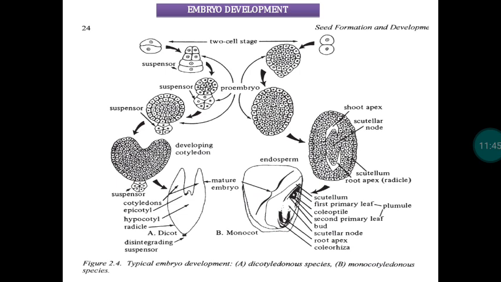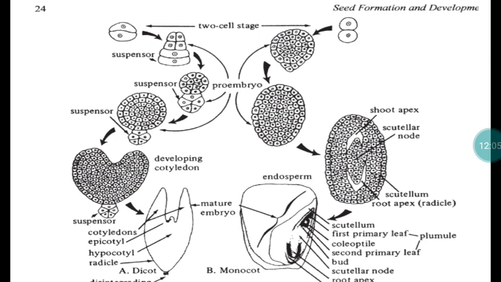The right hand side information is related to embryo development in a monocot, whereas the left hand side information is regarding embryo development in a dicot. First I will explain the matter related to the dicot. Immediately after fertilization, the zygote will be at the two cell stage, and that will undergo mitosis, that is, multiplication divisions. As a result, it will form a 6-cell stage.